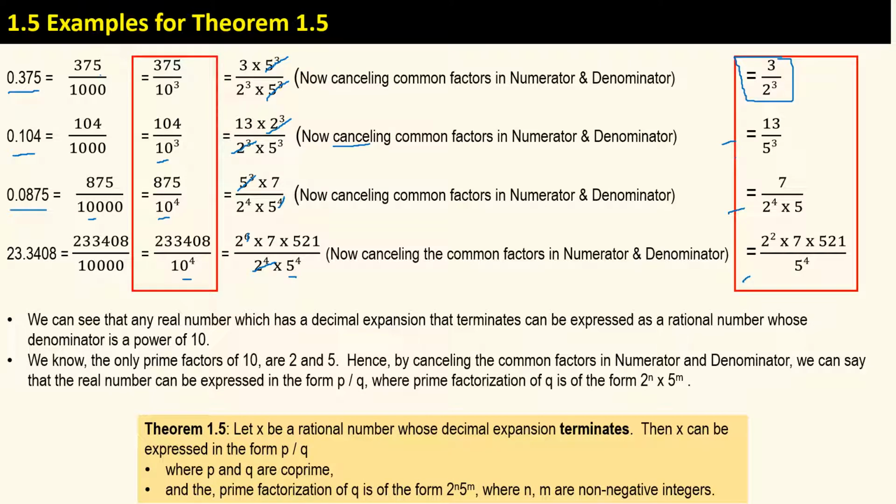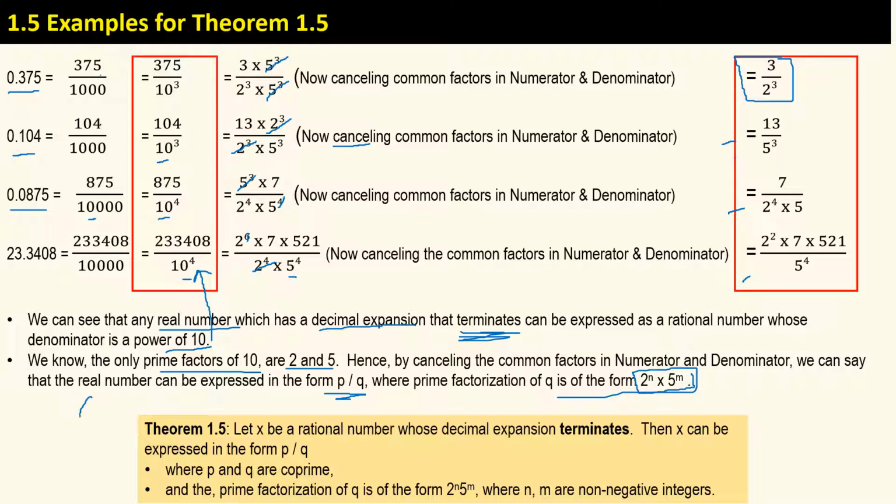Now if you see carefully in this box and this box, we can say that any real number which has a decimal expansion that terminates can be expressed as a rational number whose denominator is a power of 10. So we have converted all of them into a denominator with a power of 10. We know that the only prime factors of 10 are 2 and 5. Hence, by cancelling the common factors in the numerator and denominator, we can say that the real number can be expressed in the form p divided by q, where the prime factorization of q is of the form 2 raised to power n multiplied by 5 raised to power m.